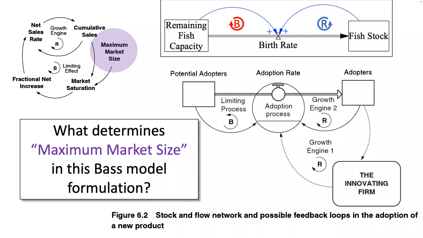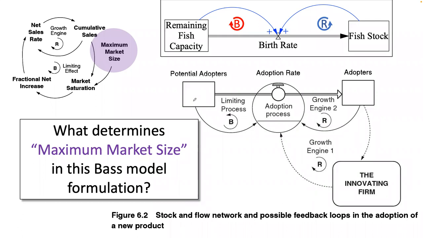If I were to show you this model on an exam, and ask you, what's the maximum market size? What's the maximum number of people who could possibly own this product? What would be a good answer to that? That's right, adopters plus potential adopters, or the initial number of potential adopters plus the initial number of adopters. That sum of initial conditions will give you the total market size.